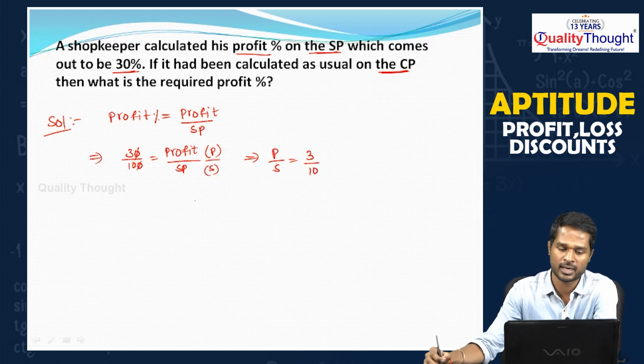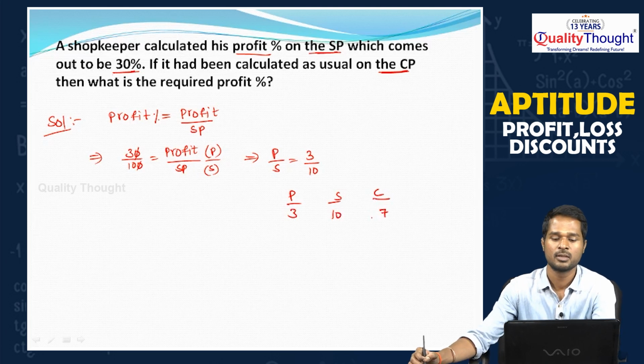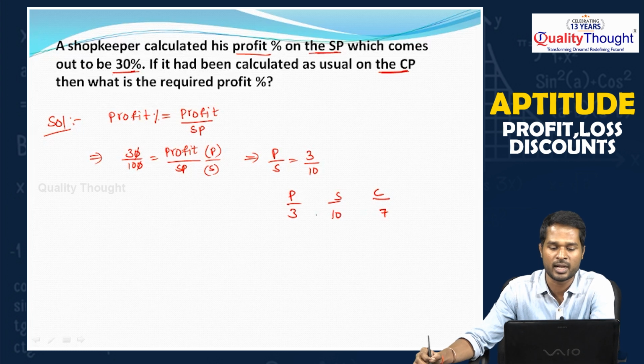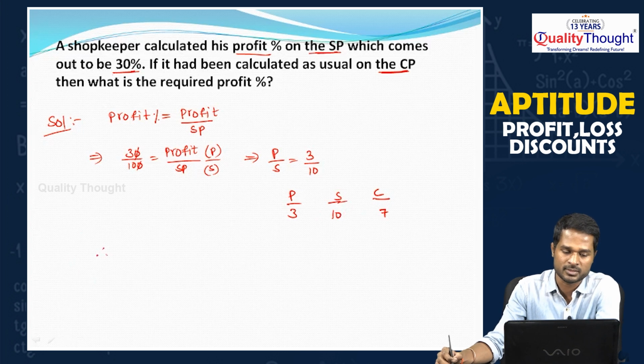So, from this we can write the profit and selling price. Let us calculate the cost price here. The profit is 3, selling price is 10, then the cost price will become 7. That means, I purchased it for 7 rupees and I sold it for 10 rupees, which means there was a profit of 3 rupees.